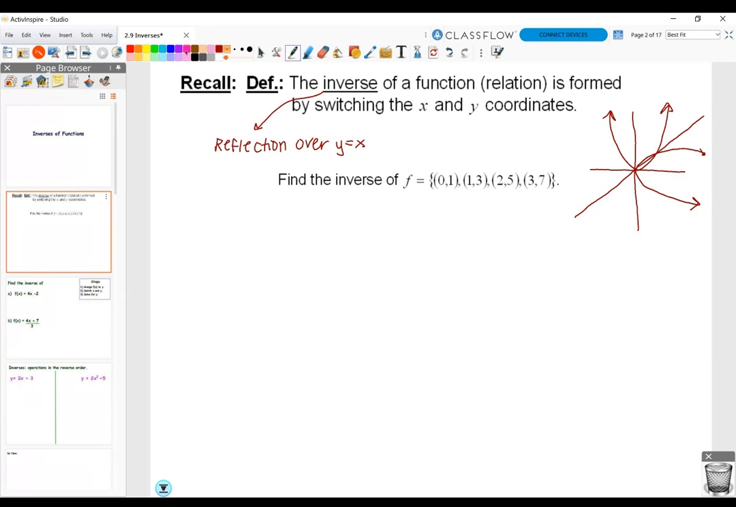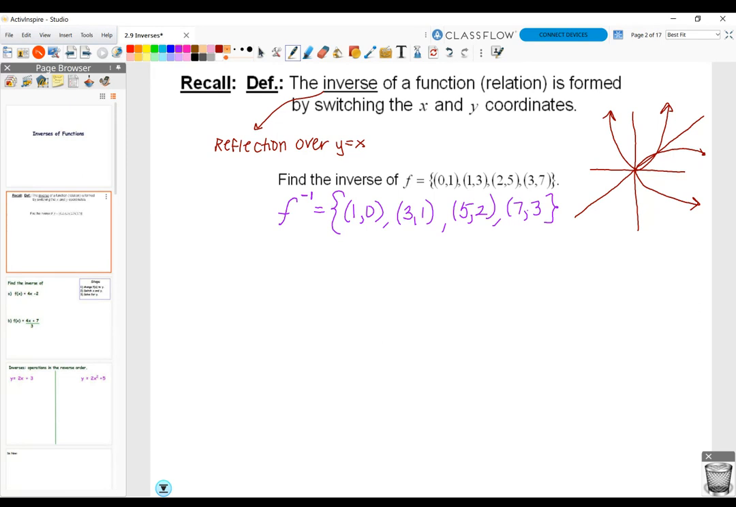All right, so let's take a look at some coordinates and we're going to find the inverse. The way we denote inverse is we do the same function notation, but with a little -1 at the top. All right, so my inverse. My first point was 0, 1. My inverse is going to be 1, 0. My second point was 1, 3. My inverse is going to be 3, 1. 2, 5 becomes 5, 2. And 3, 7 becomes 7, 3. So there's my inverse when I'm using coordinate points.